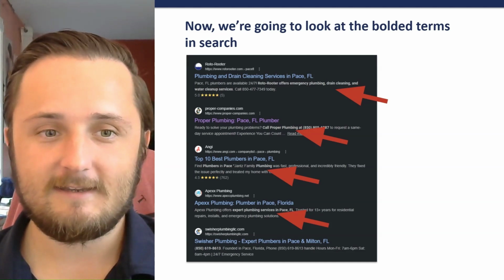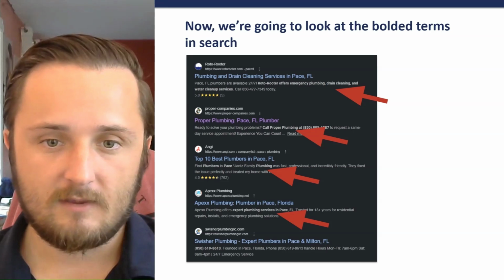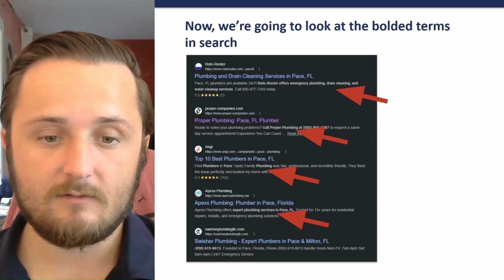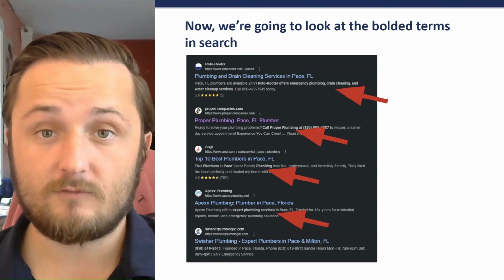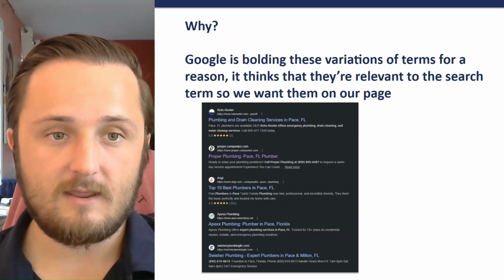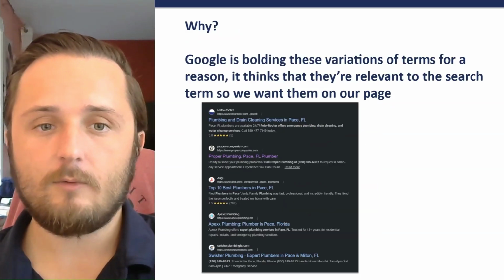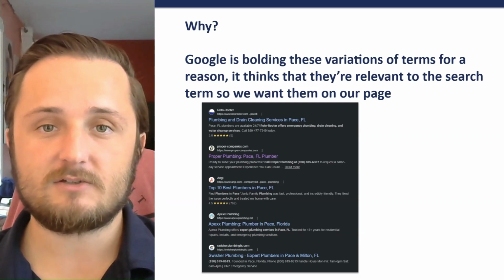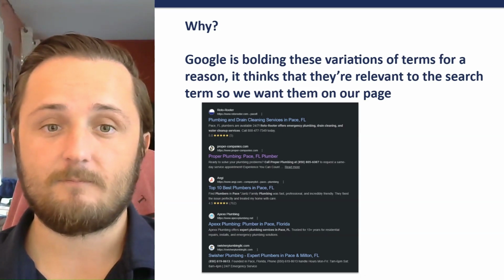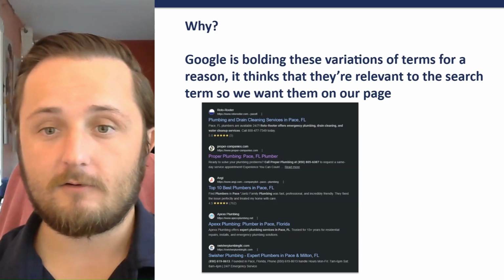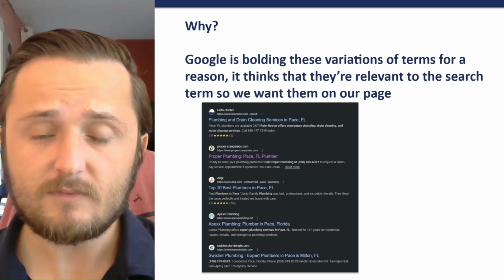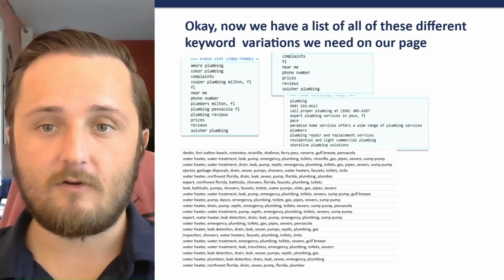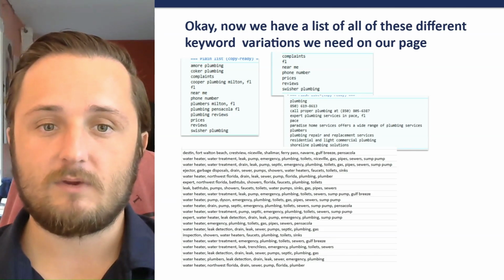We got "drain cleaning and water cleanup services." Here, "plumbing," another one, "plumbing," "expert plumbing." And then also they've got "expert plumbing services." So next, why are we looking at these Google bolded terms? Google is bolding these variations of terms for a reason. It thinks that they are relevant to the search term, so we want them on our page.